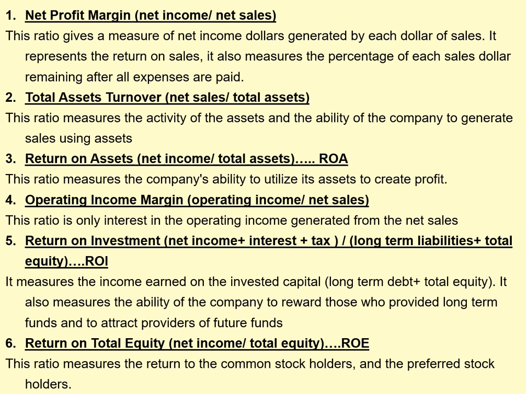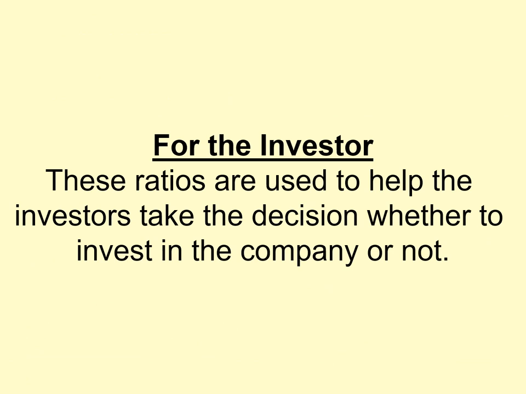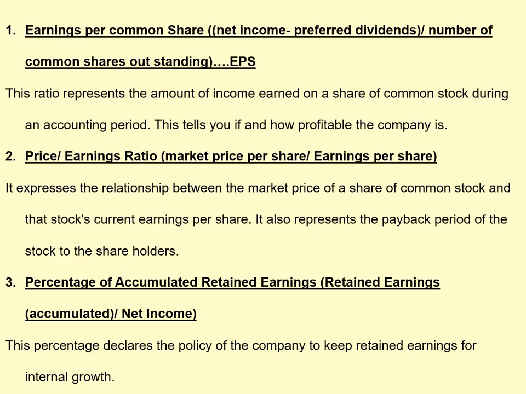And the last one is going to be return on equity, which is very famous as ROE. And this means net income divided by total equity. After this, we are going to the last group of subcategories related to our goals as any type of business, which means for the investor, how to attract the investor to invest. And this will start with earnings per common share, which is very famous as EPS. Earnings means net income minus preferred dividends, divided by the number of common shares outstanding, of course.